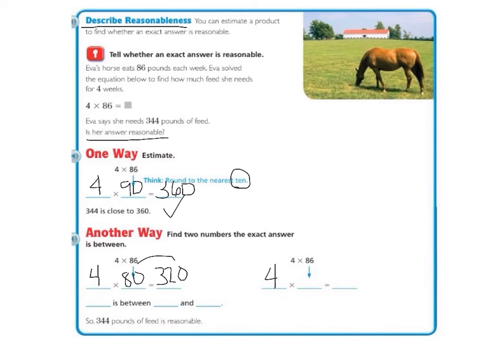Then 4 times 86, let's round 86 up this time. So 4 times 90. 4 times 9 is 36, and add your 0 is 360. So, since our original answer of 344 is between our two guesses of 320 and 360, we know that our answer is reasonable because it falls in between. It makes sense.